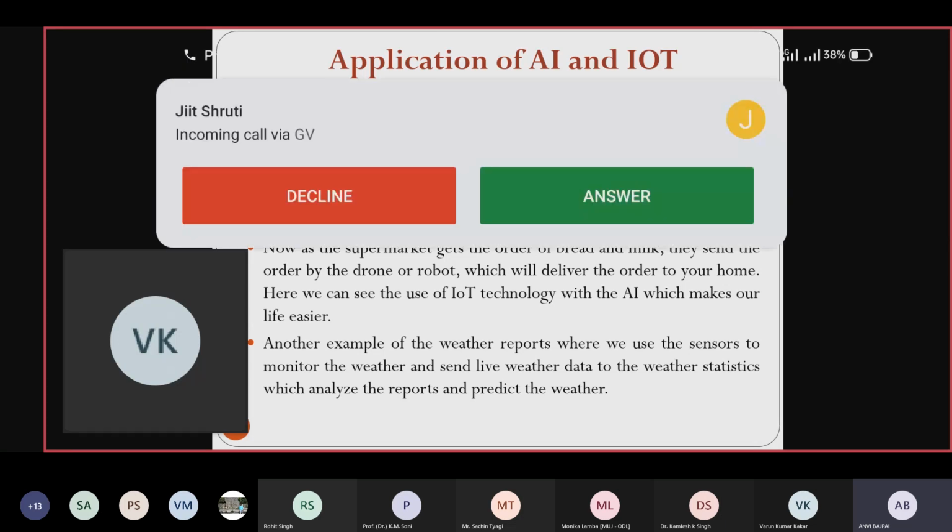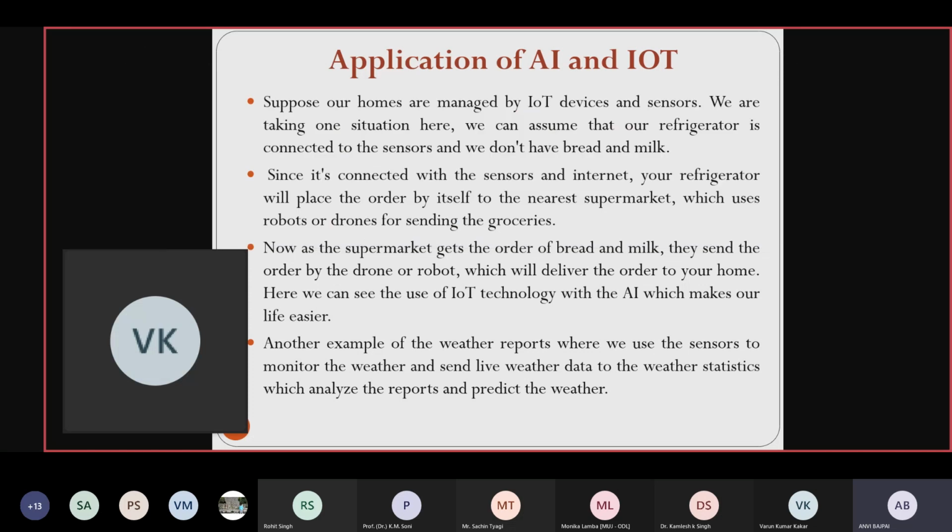Now as the supermarket gets the order of bread and milk, they send it by drone or robot, which will deliver the order to your home. There you can use IoT technology with AI, which makes our lives easier. At your home also, there may be a robot which will collect it, or if there is not a robot, then at least you can receive the order and put it back into your fridge. So at least your fridge is monitoring and taking care of all these things for your day-to-day needs.